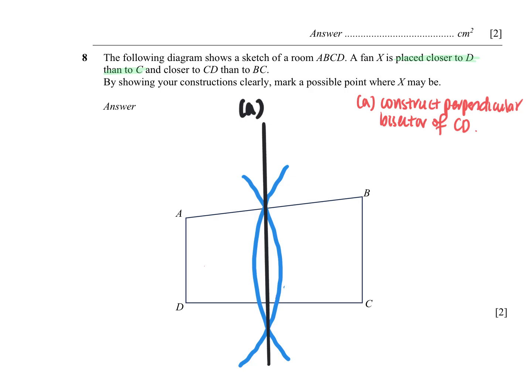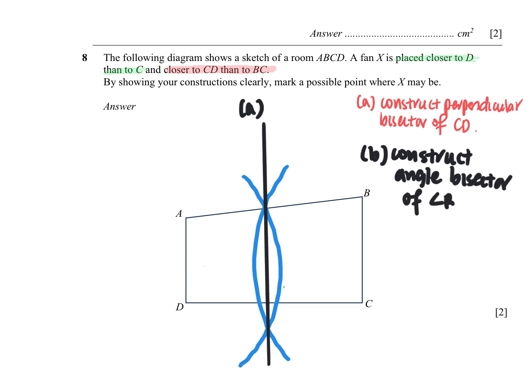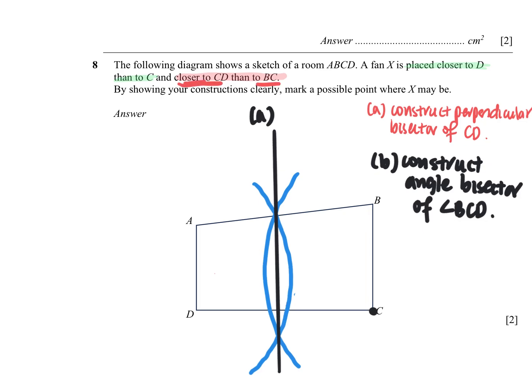Okay, then next one. Part B. This sentence here, closer to the line CD than BC. They are asking you to construct angle bisector of angle BCD. So they want you to cut this angle up. So you put your needle here and swipe both the arms. How you know where to put it? Any distance is okay as long as it cuts both. Because they want you to draw a line that cuts CD and BC, somewhere like that.